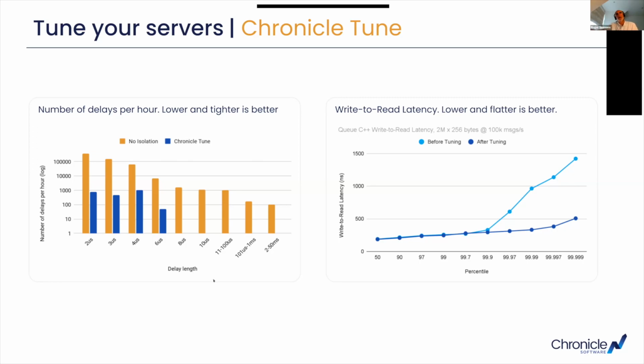So the question then is, well, how does that translate into application performance? So this is what we're showing on the right-hand side. So the before tuning is the light blue line, after tuning is the dark blue line. And what we're seeing is that although there's commonality in the lower percentiles, as you'd expect, we then begin to diverge quite quickly at the higher percentiles.